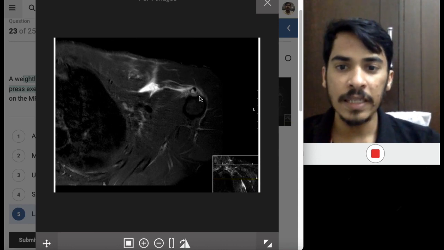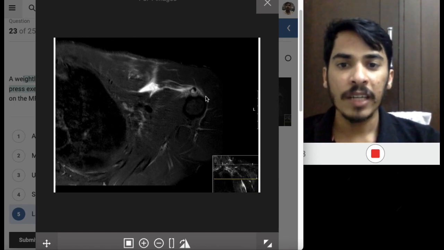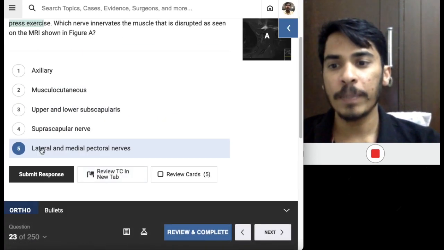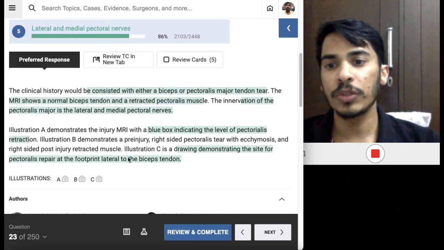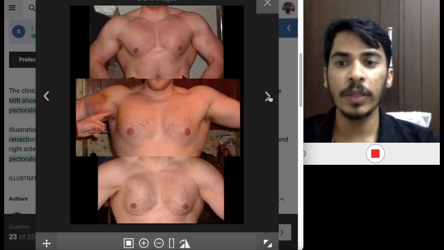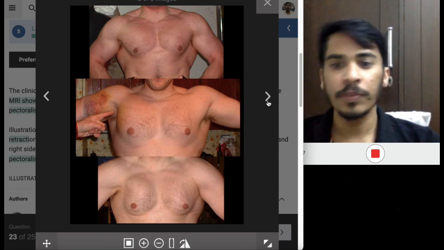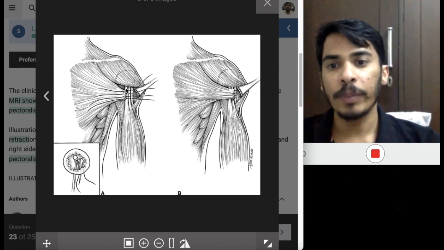So the tendon is avulsed from the lateral lip of the bicipital groove, and the muscle is supplied by the lateral and medial pectoral nerves. The images show retraction of the pectoralis major muscle, which is most commonly injured in bench press exercises. So we have to repair the tendon to the lateral part of the bicipital groove.